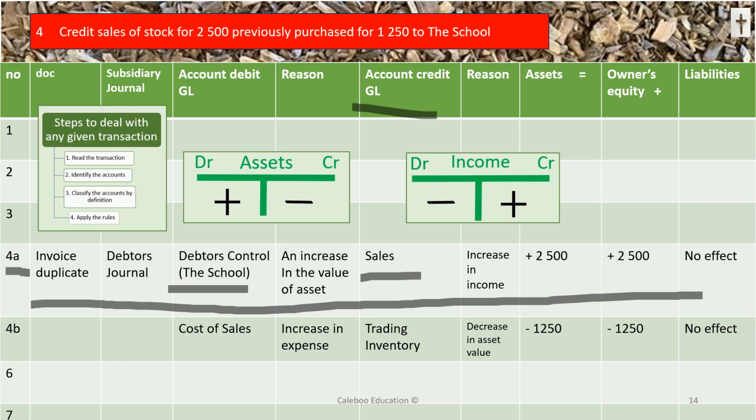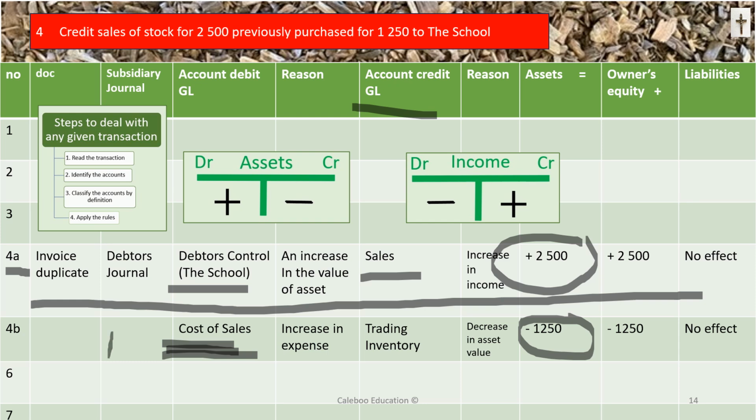Now at this point in time, some textbooks will say expense the trading inventory, right? Trading inventory was an asset, but when you sell it, you're bringing in the expense of the sale, the cost of the sale. We didn't just sell these posters for 2,500. There was a cost. What was the cost? 1,250. That was the cost of the sale.